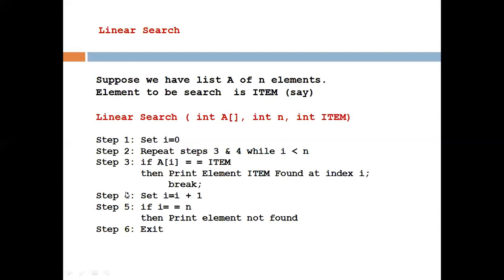So there are two steps, 3 and 4, in this loop. In step 3, we are comparing A[i], this list element, with this item. If A[i] is equal to item, if a match has been found, then print element item found at index i, and this loop will break here. Next, set i equal to i plus 1. If this comparison does not match, then i is incremented by 1 and then again this condition will be checked.